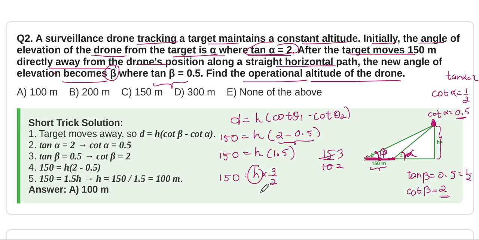So if we do the cross multiplication, 2 will come here. So 150 multiplied by 2, and this 3 will go in the denominator, upon 3 is equal to h. If we solve this, 3 5s are 15, 0 will remain, so 50 2s are 100. So the correct answer is 100 meter, option number A. Look at the next question.